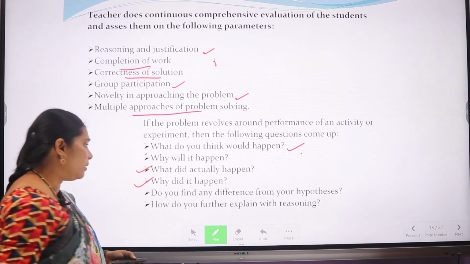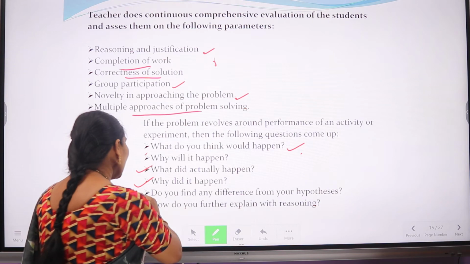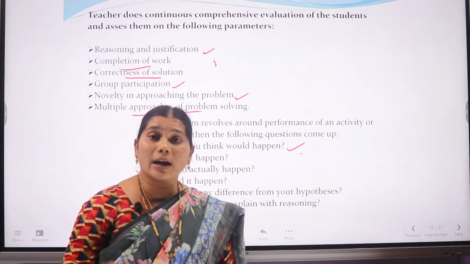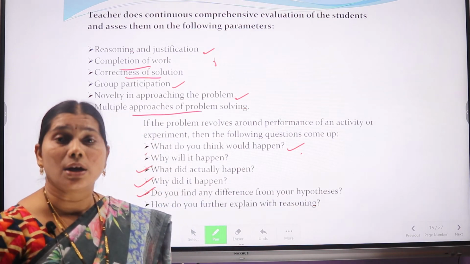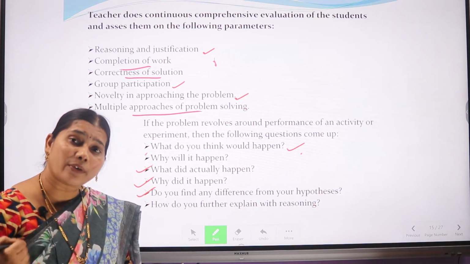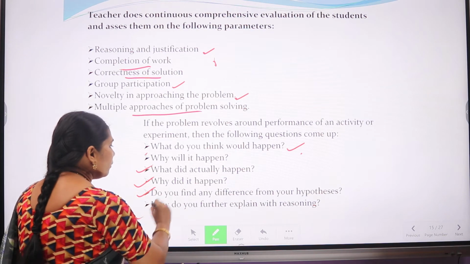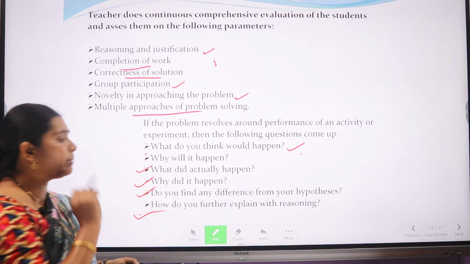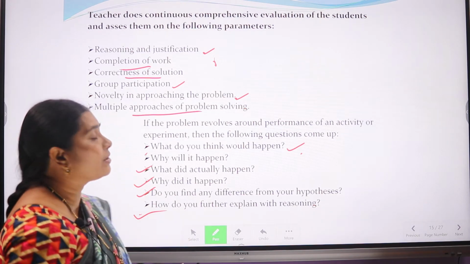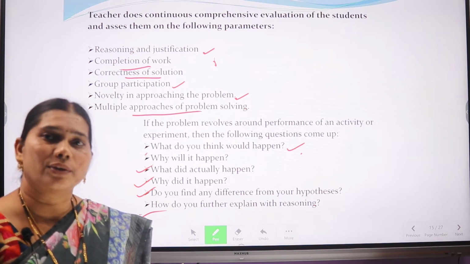why it has happened, and did you find any differences from your hypothesis, or any differences from before you started off? You had formulated some hypothesis. Did you find any difference between your assumptions and the findings which you have got? And how would you further explain this with a particular reasoning? So these are all the parameters which a teacher has to keep in mind when he is going to assess the performance of his students.